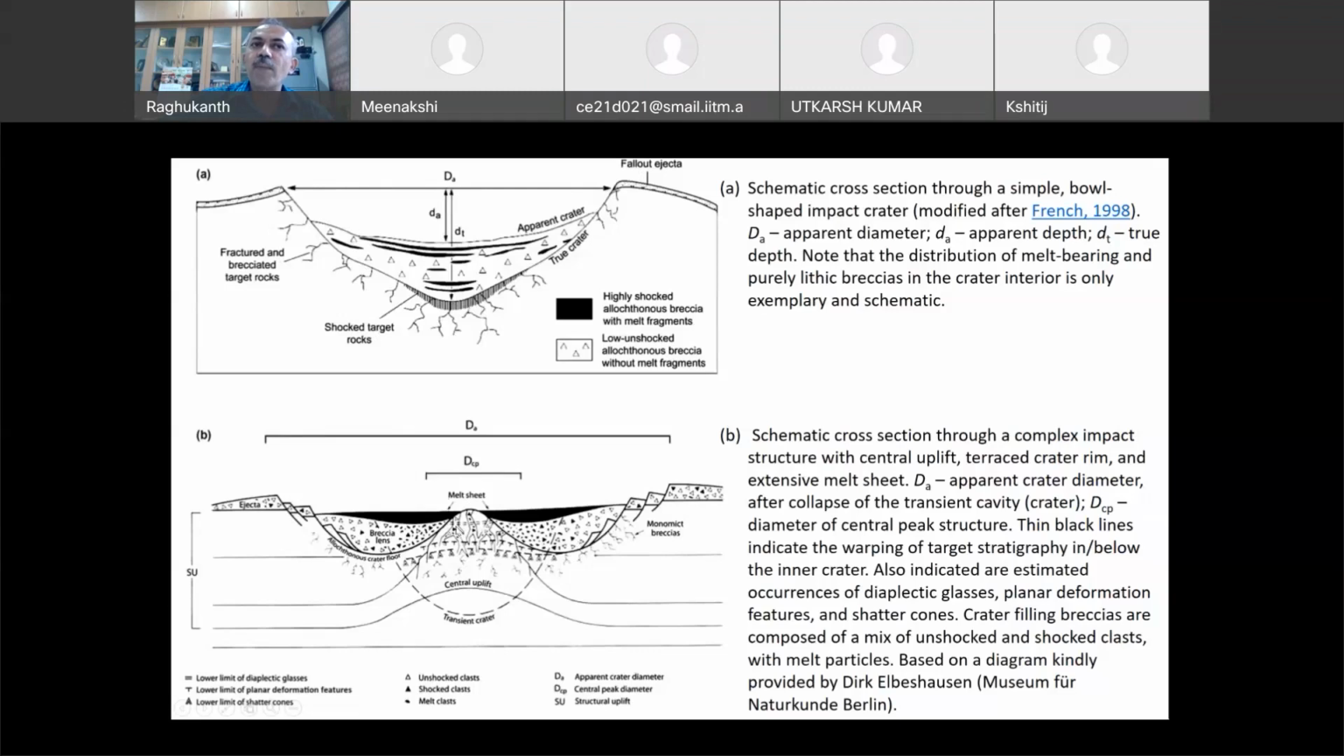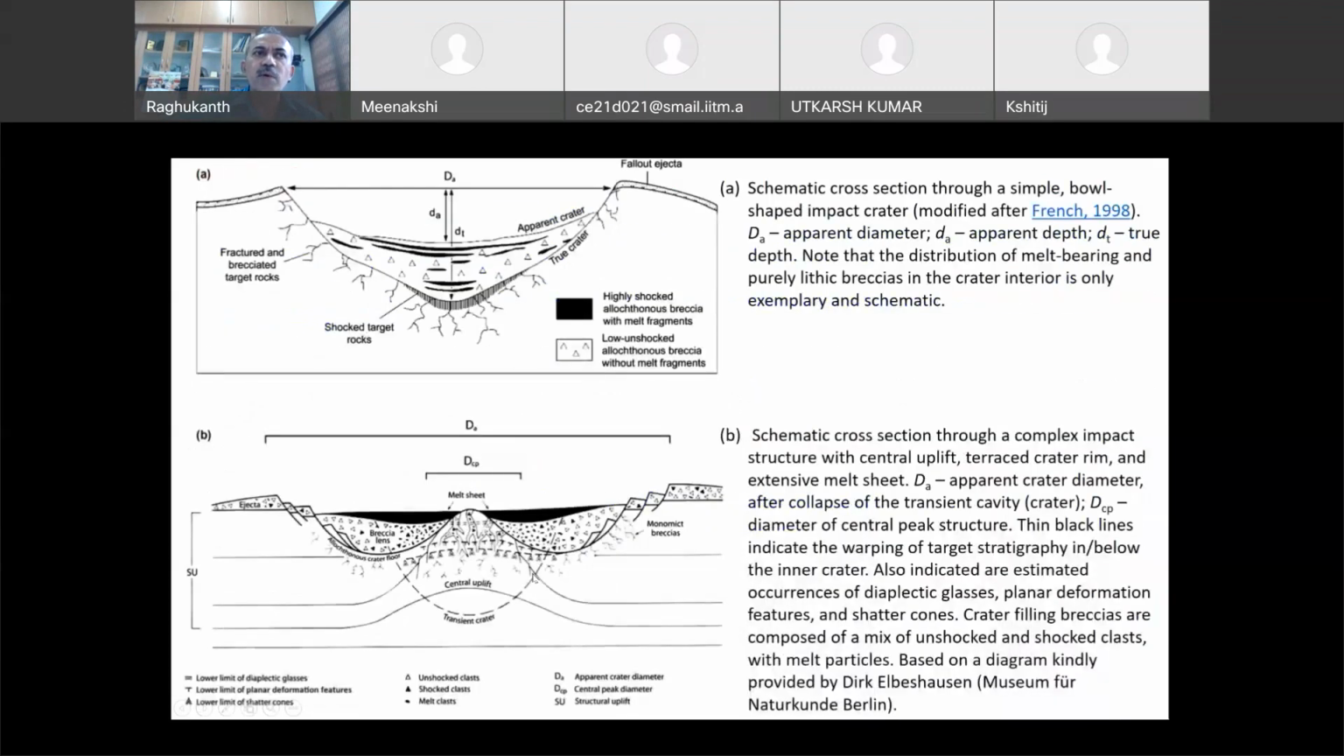So this is how a complex crater looks, something like this. And here I think the marker they have even given shows where these dielectric glasses get formed, and where you see these shatter cones also. So for the shatter cones, you can see the lower limit is here basically. Okay, so you will see the shatter cones. If you drill, say, you will get all these types of materials.